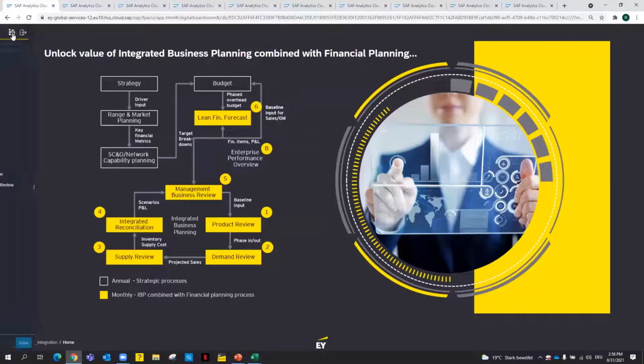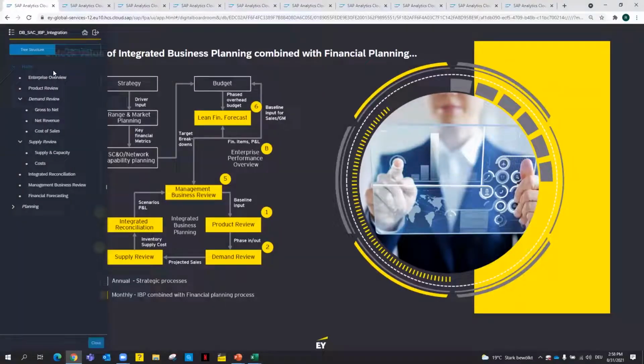So what you see here in the SAC is that we've built a model which is very comprehensive. It actually covers all the elements of the monthly process, from the product review, demand planning and demand in the revenue planning, supply and the cost planning, integrated reconciliation, where we talk about the gross profit planning, but as well management business review with the profit and loss statement planning on a scenario level.